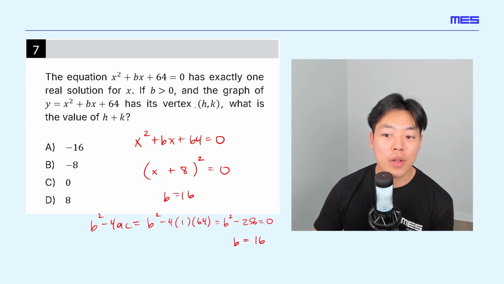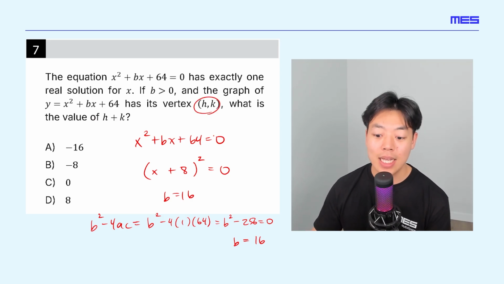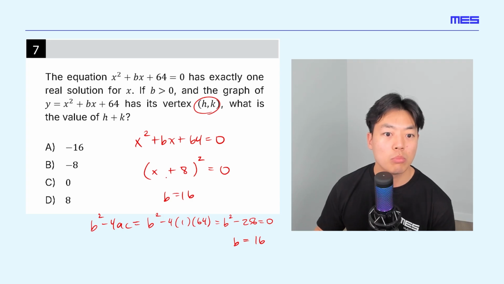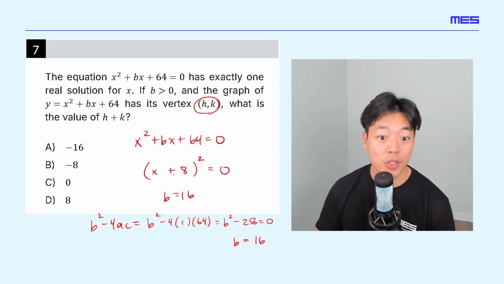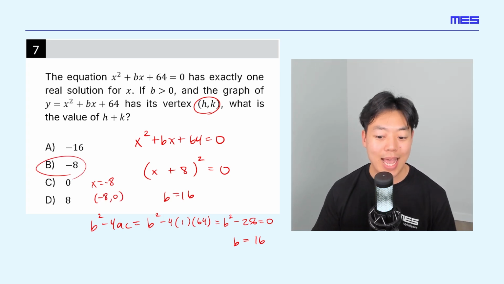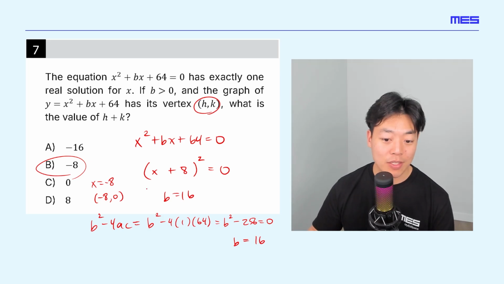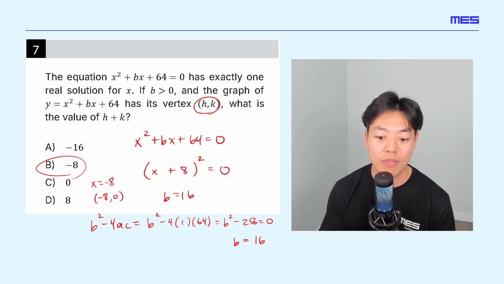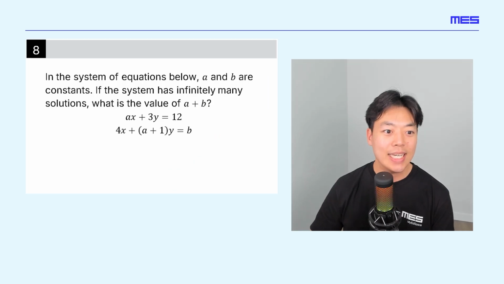Now, they want us to find what the value of h and k is, depending on what the vertex is. Well, if our exactly one real solution is at x equals negative 8, we know that y is equal to 0 at x equals negative 8. That's negative 8 comma 0. If we add these up, we get negative 8. Plain and simple. I gave you 2 ways of doing this, by the way, and both of them would have gotten you to the answer in almost exactly the same amount of time.